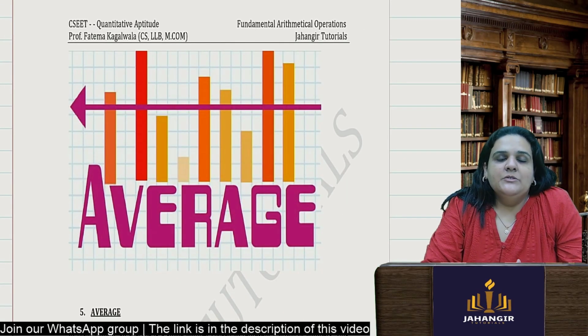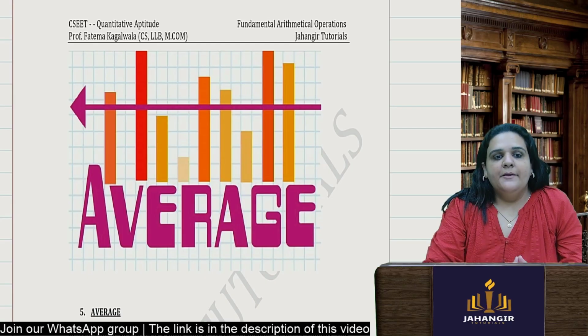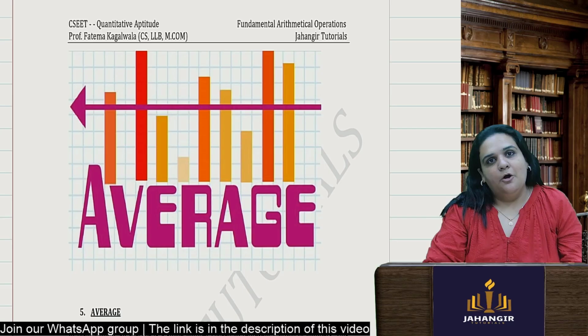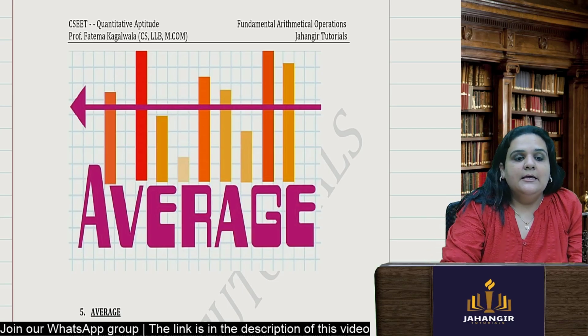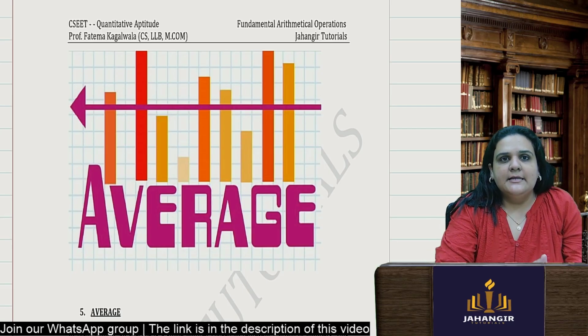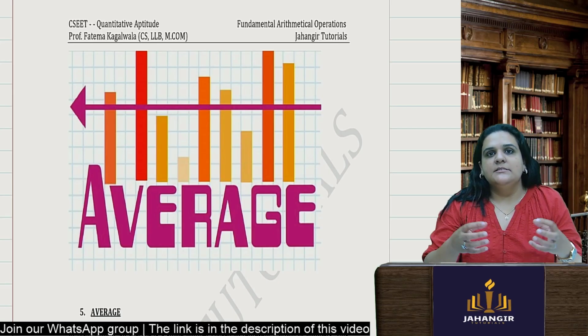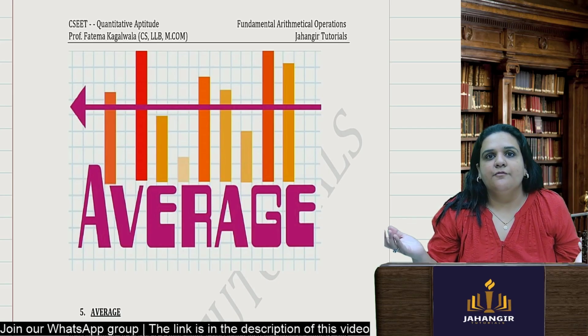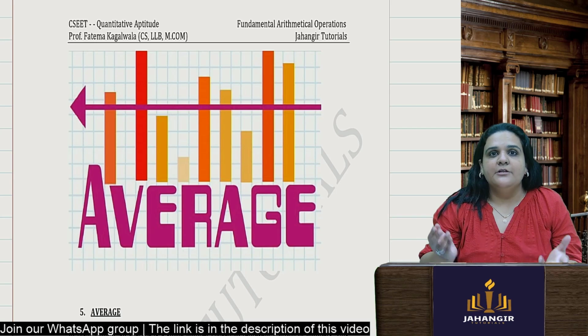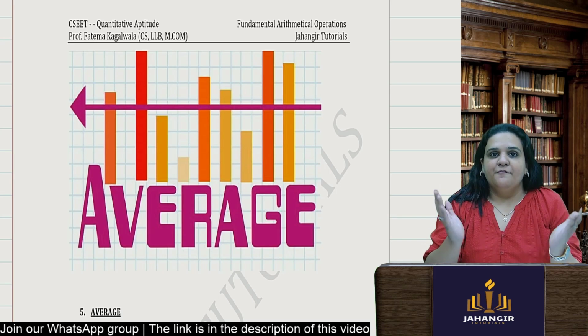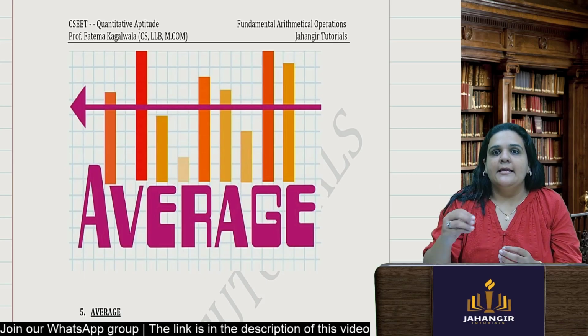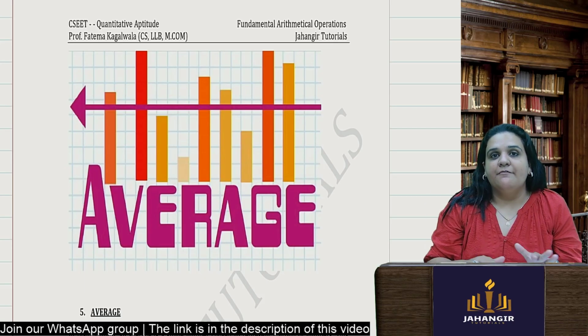So hello everyone. Let's begin with our next topic, which is averages. Again part of your fundamental arithmetical operations. Now average is basically when they have given you a certain set of numbers and they ask you to find the average of those numbers. So if I tell you that there is a group of 5 girls and their heights are so and so, find the average height.